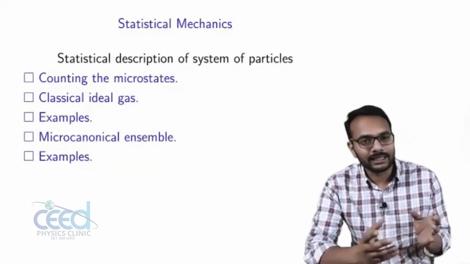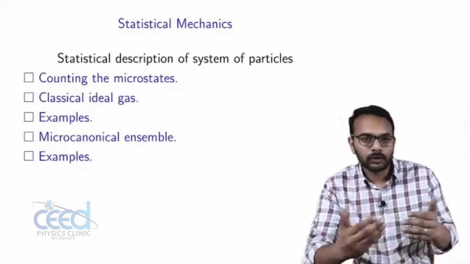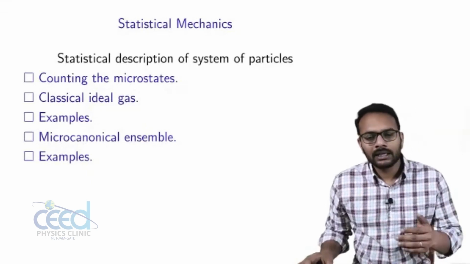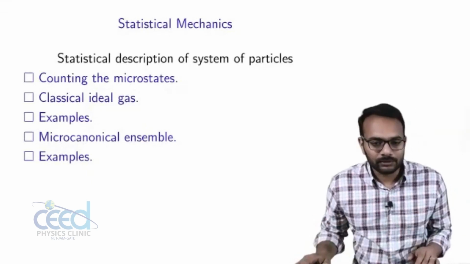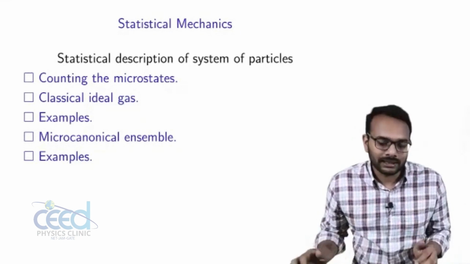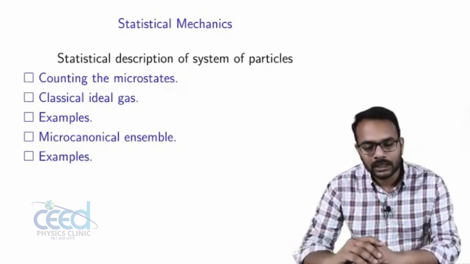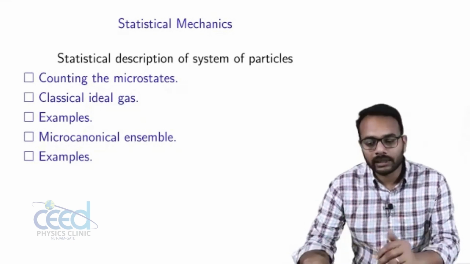An ideal gas where the atoms or molecules do not interact with each other. And we'll take the simplest case where we are considering a monoatomic gas. Then we'll look at some examples and try to introduce what's called the microcanonical ensemble.